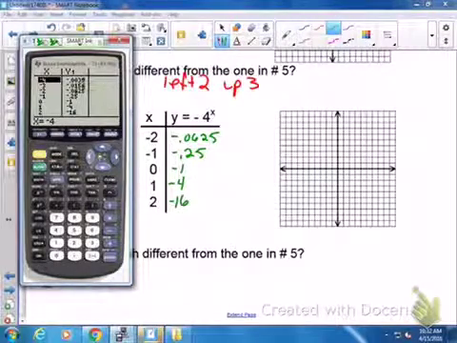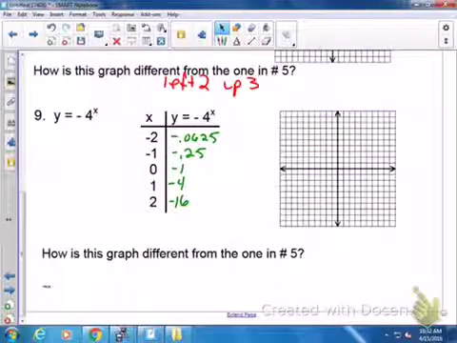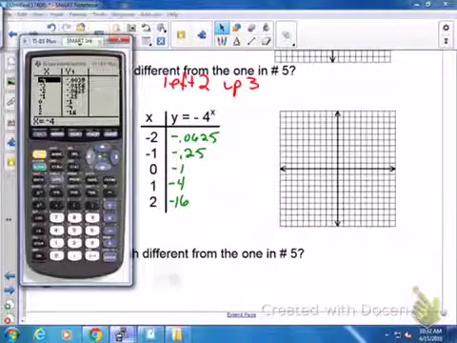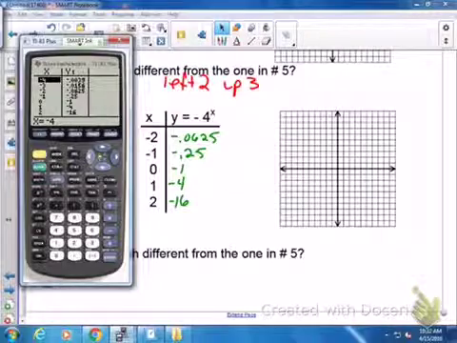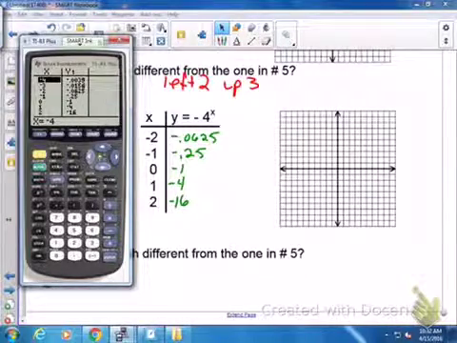Now, these numbers should sort of look familiar, because we've already seen them. They were just positive when we did it before. You should remember when we put in negatives, it's going to be a reflection of some kind. So let's see what this one looks like.